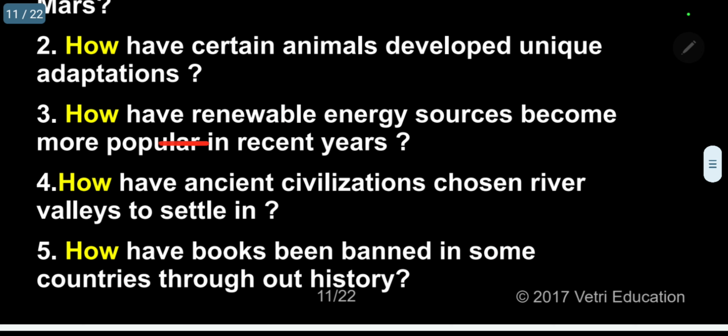The next, how have renewable energy sources become more popular in recent years? Become is the main verb, have is the auxiliary verb. How have ancient civilizations chosen river valleys to settle in? Chosen is the main verb, have is the auxiliary. How have books been banned in some countries throughout history? Have been banned: have is the auxiliary.